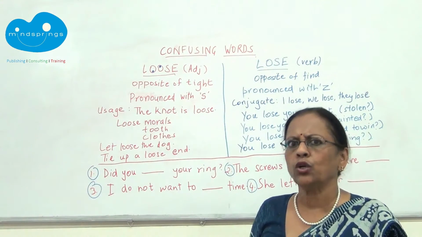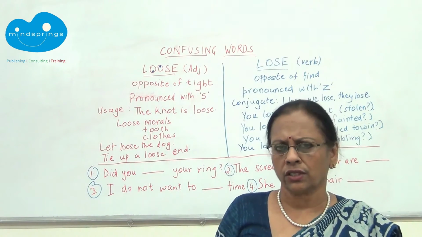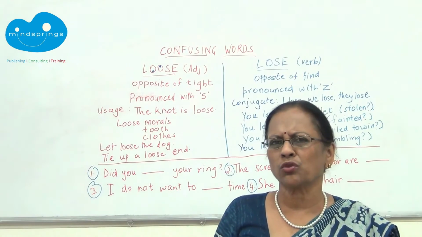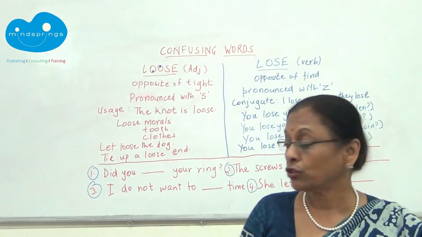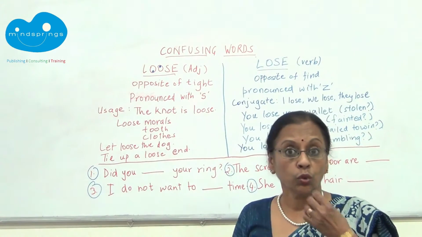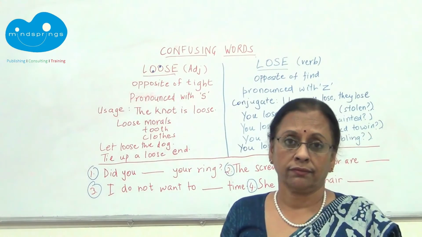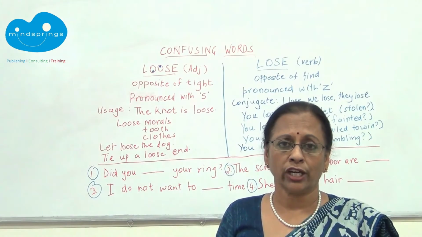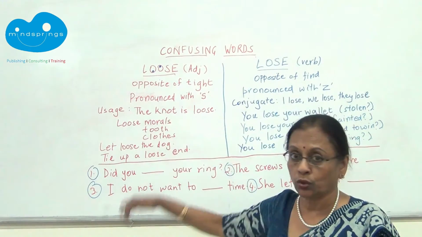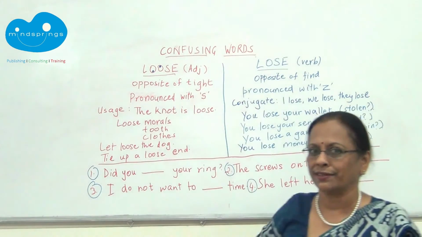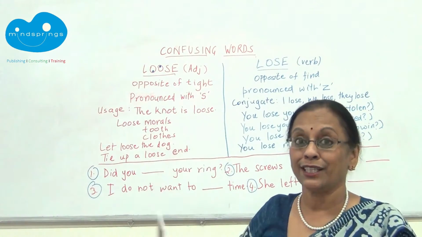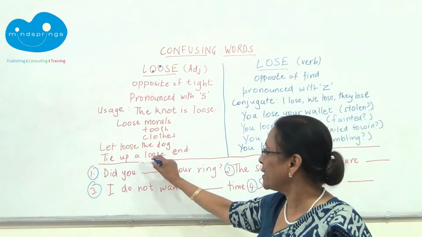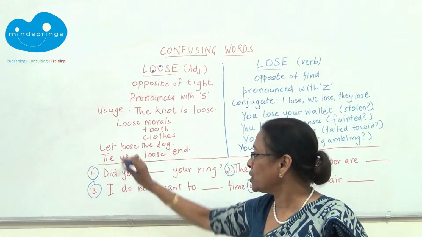You can also say loose morals. What do you mean when you say loose morals? Loose morals is a person who does not have integrity and therefore you cannot trust him. Or a loose tooth. So if it's a small child, then he'll have a loose tooth and very soon he might lose it. So you see, loose and lose. So loose clothes.